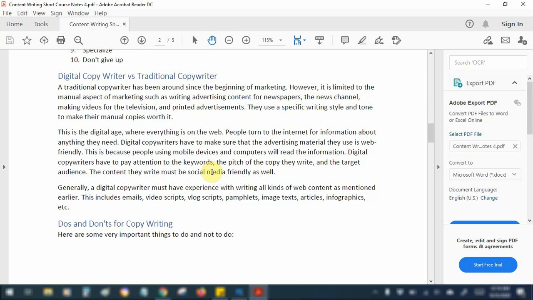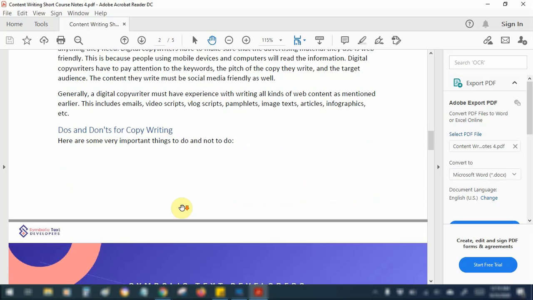And do not forget that the target audience plays an important role in deciding how your content has to be. And when we talk about digital copywriters generally, they must have experience with all kinds of content online, especially web pages, web copies, pamphlets. You will end up finding yourself writing infographics if you are a copywriter. Infographics are also a very good way of selling products and services.